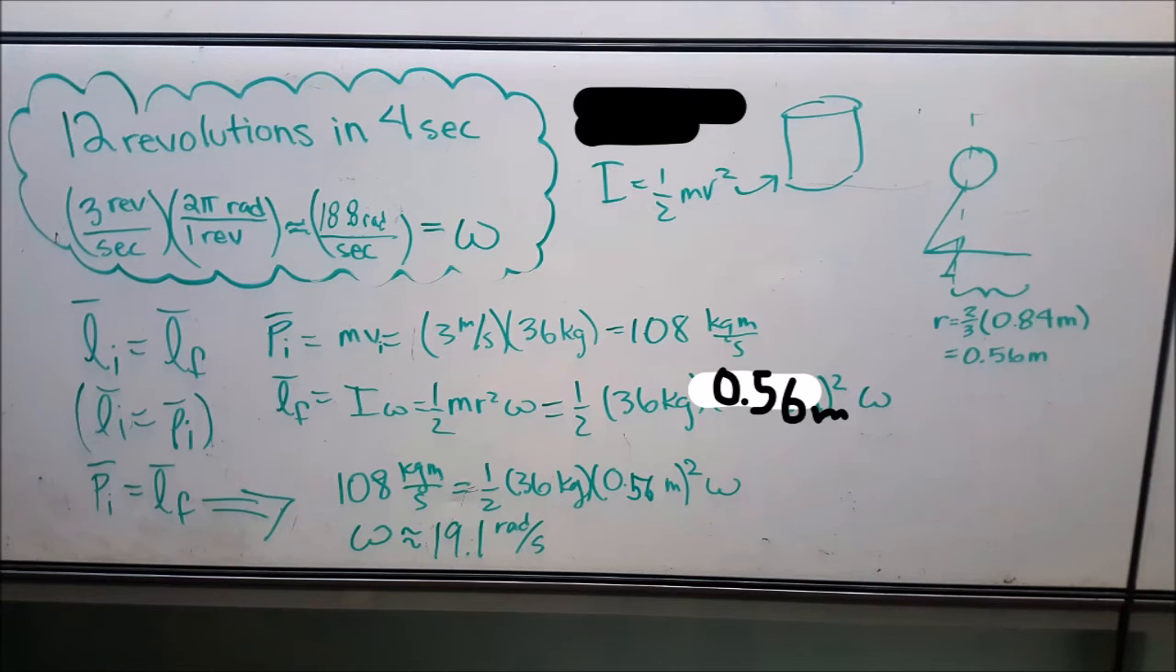Last and finally for this project, we found her angular velocity. We did this in two different ways. First, we took her overall revolutions, 12 revolutions, divided by the 4 seconds that it took her to complete those revolutions, to find that her angular velocity should be approximately 18.8 radians per second on average.